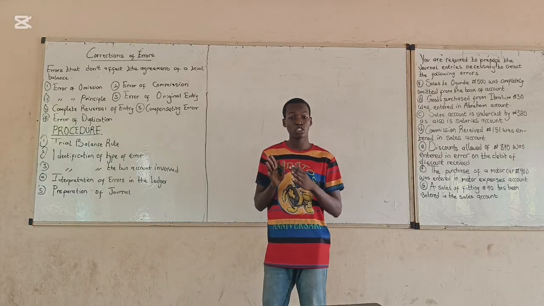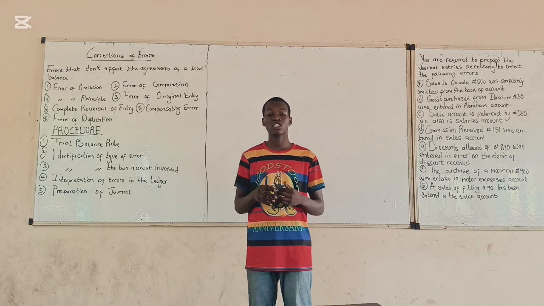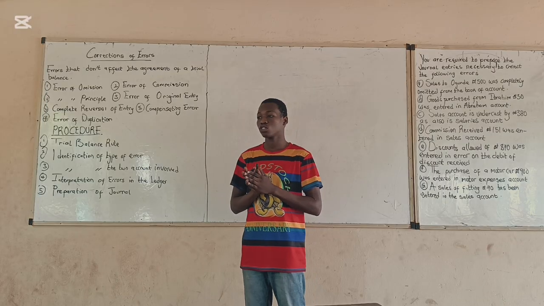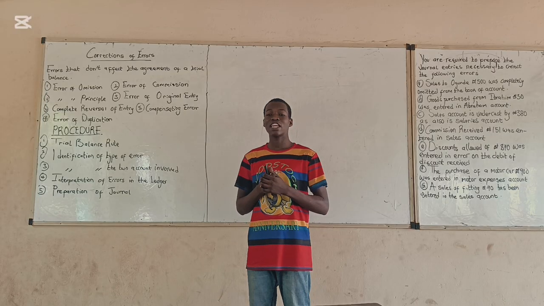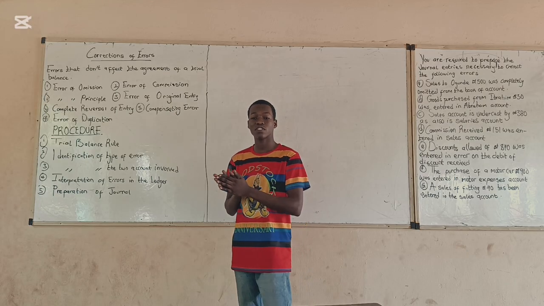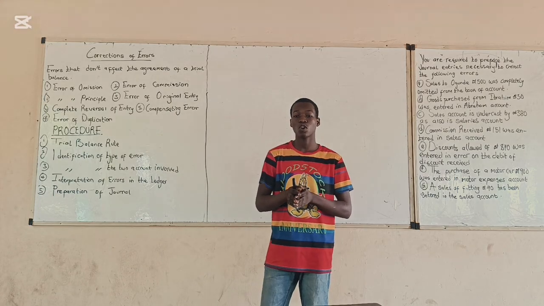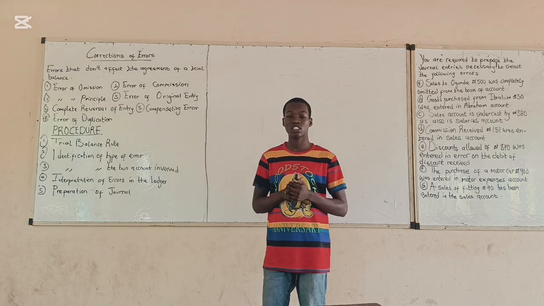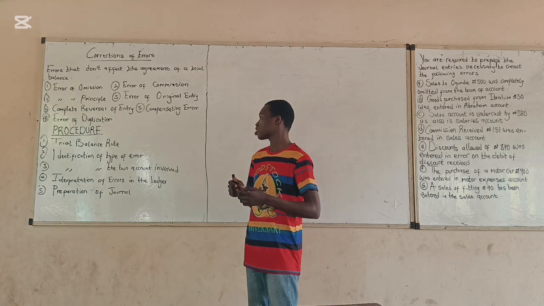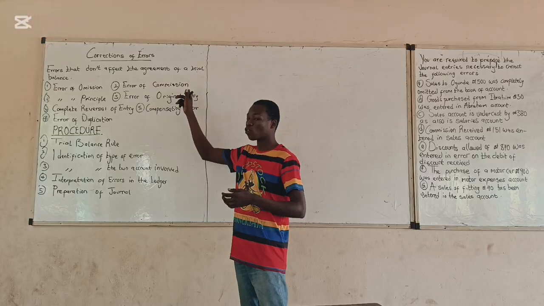Now let's start with the first one, error of omission. Error of omission occurs when the transaction is completely omitted from the book of accounts. So you can have a question like the sales of 15 naira goods to John was omitted from the book of accounts. It is called error of omission. We are still going to solve questions on it.